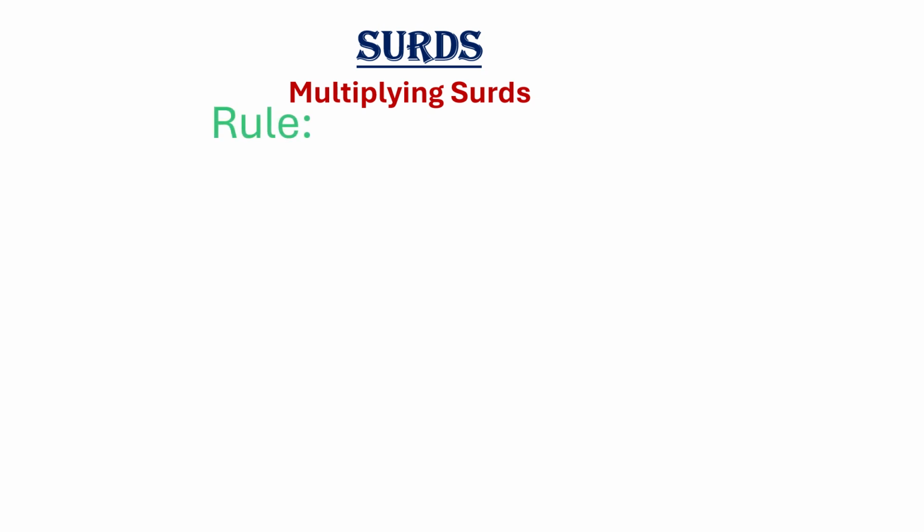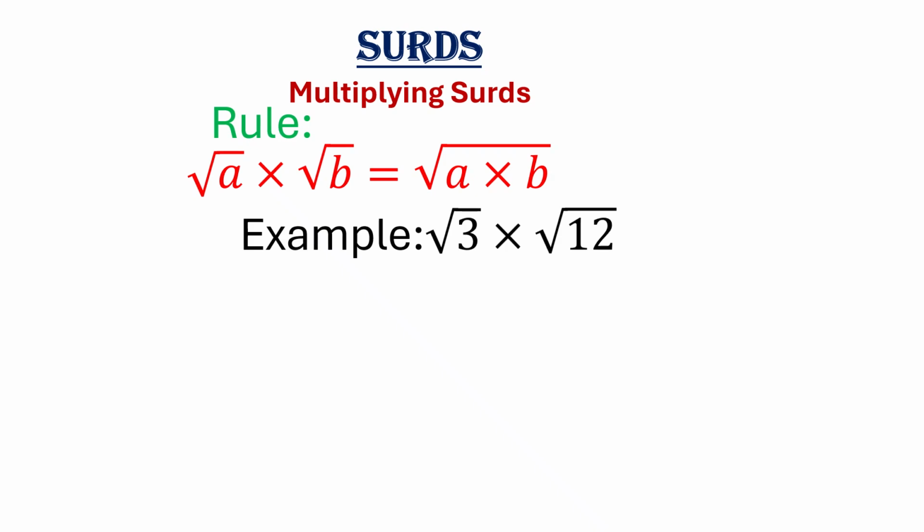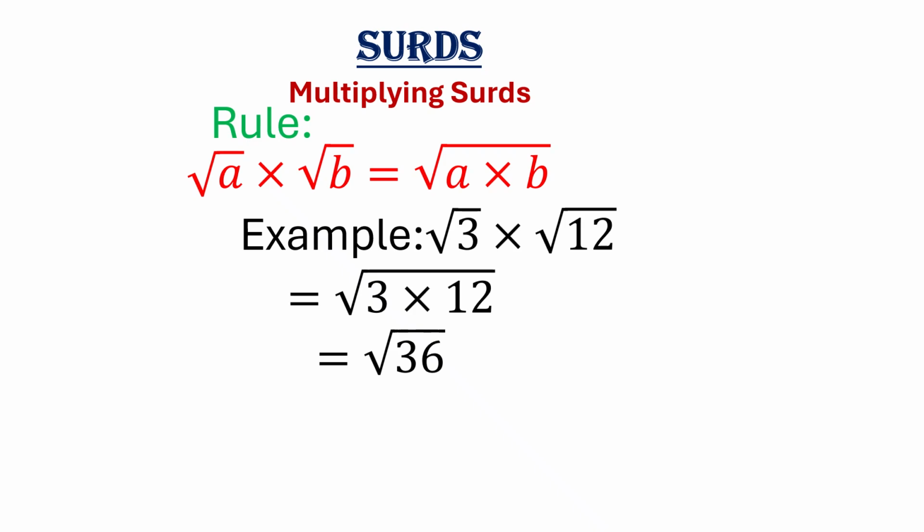Let's look at multiplying surds. So we did something like that when they give you the numbers outside, and then you can just multiply them in one surd. So like this, root 3 times root 12, we can just write them in one square root. So it's going to be root 3 times 12, which is root 36, which is 6. Easy peasy. Next.